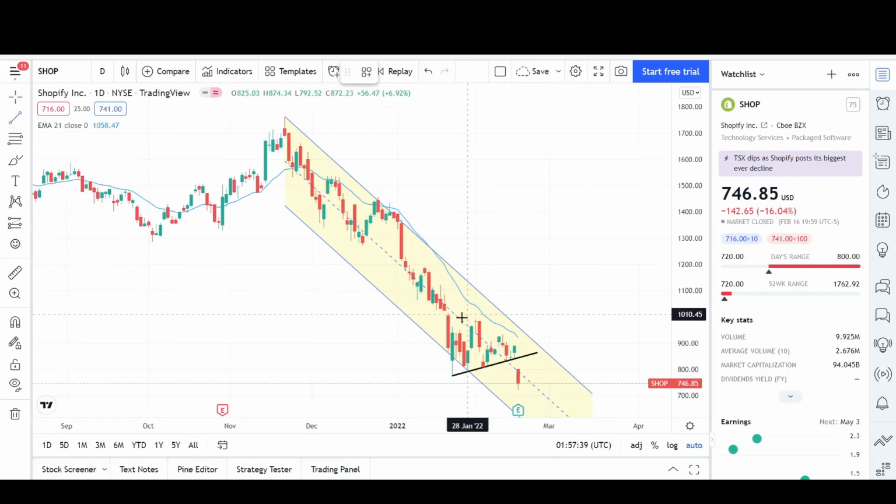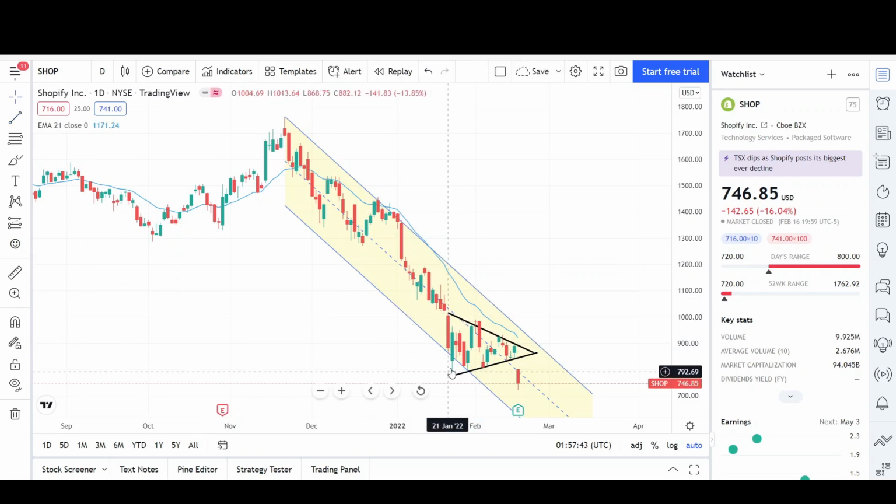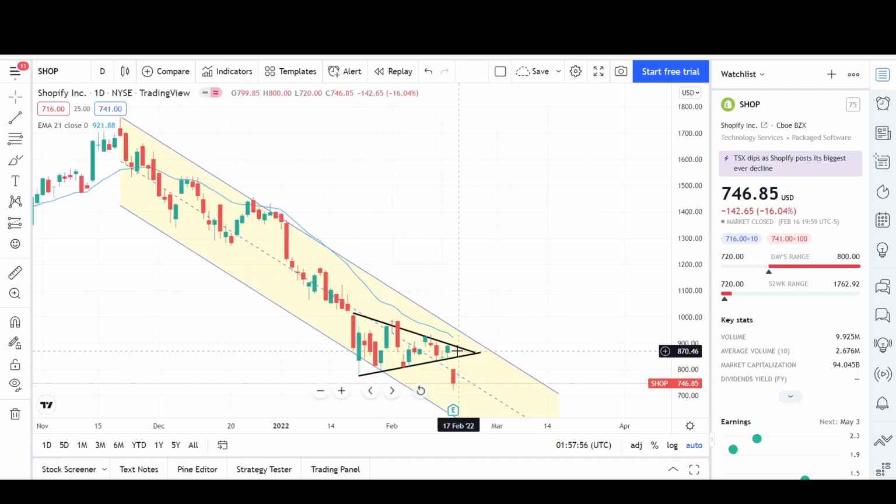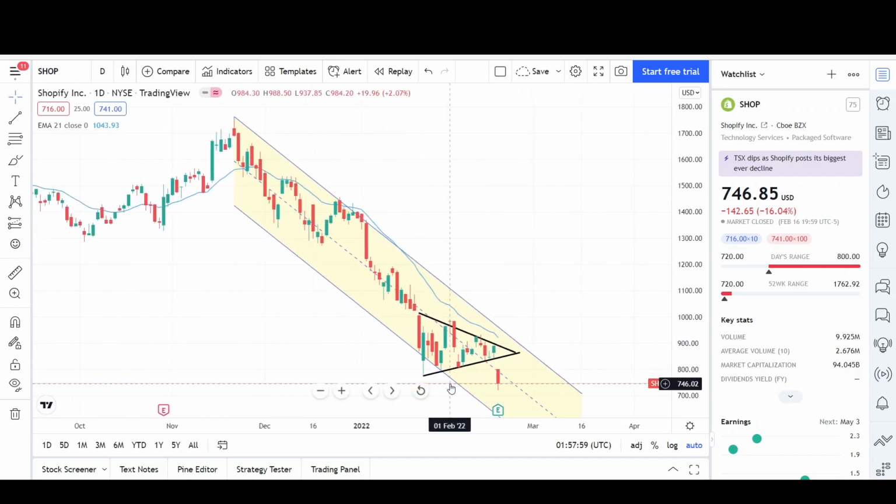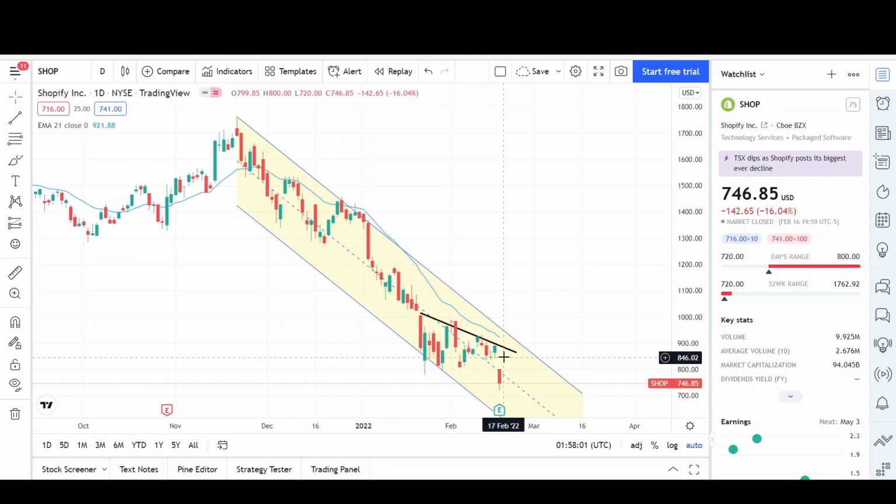You can kind of see this triangle pattern working out. I don't really believe in triangles, but it's a good visualization tool to see how the market was moving. It was just kind of staying within these bounds. It was making lower highs, but it was making higher lows. And then eventually when it got pretty close to the point of the triangle, there was like a big explosion down.